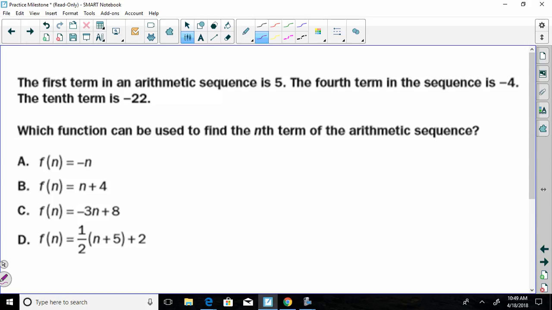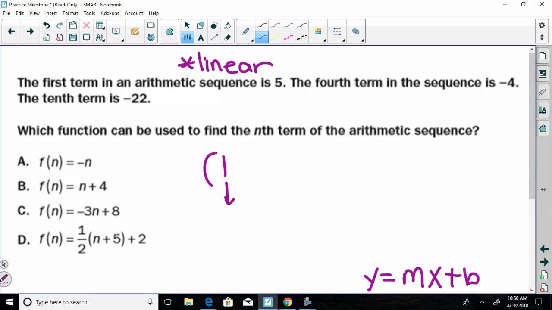Now, there's a few things we could do. We could sit here and find the slope and then plug in a point and do the y-intercept, or I can literally plug it in and figure out which one works. So remember, term number is your n. So if I plug in 1 for n, what's my answer? Negative 1. Is that 5? No. Let's try this one. Negative 3 times 1 plus 8. What's negative 3 times 1? Plus 8? 5. Are they the same number? And you could do this with all of them.